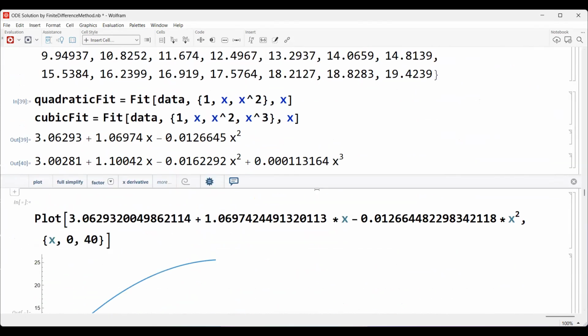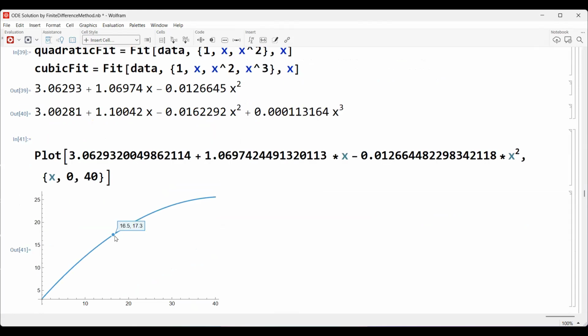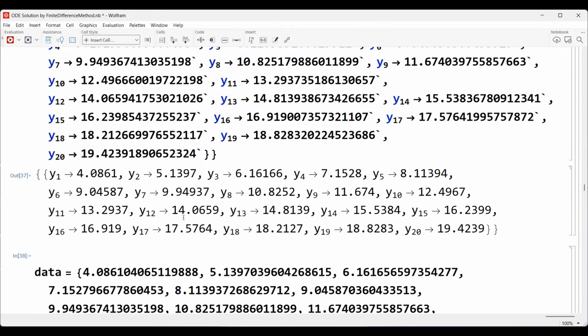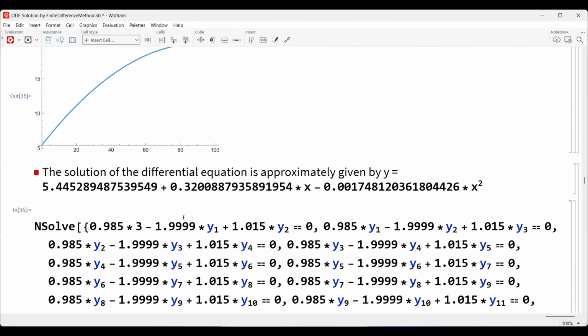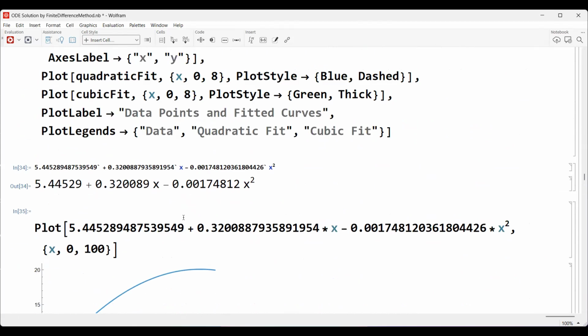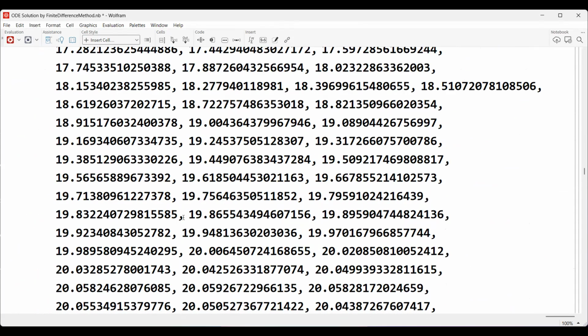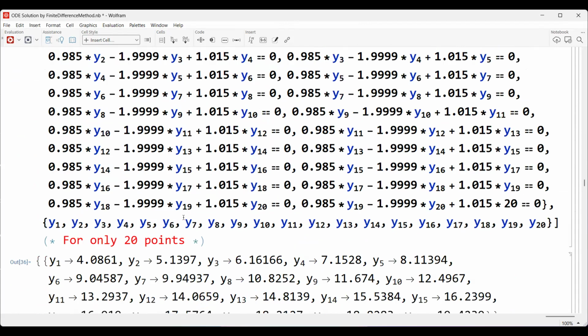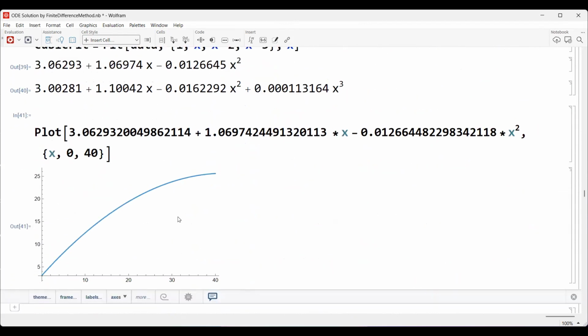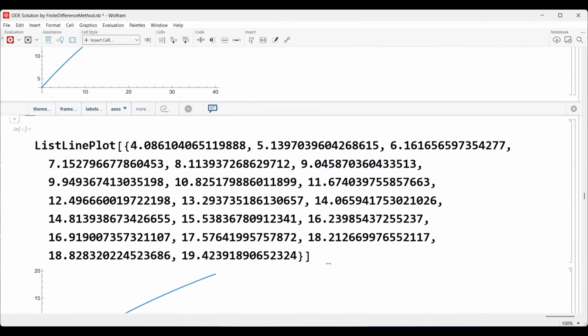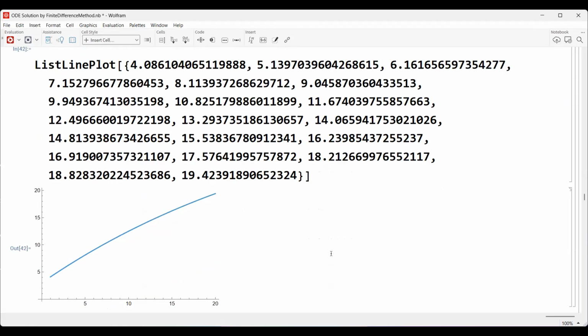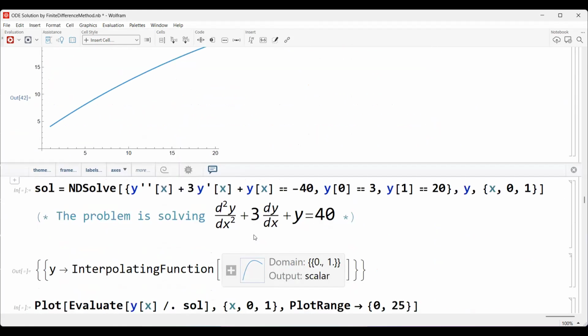Okay. Now let's graph the quadratic fit here. Okay, so this is a quadratic fit here. So it looks like our original solution here. It looks like the solution by Mathematica, like this one. So this is a solution by Mathematica. So by using the quadratic fit equations here, we have almost the same equations. And for the line plot here, it is an approximation, because we have only 20 points here.